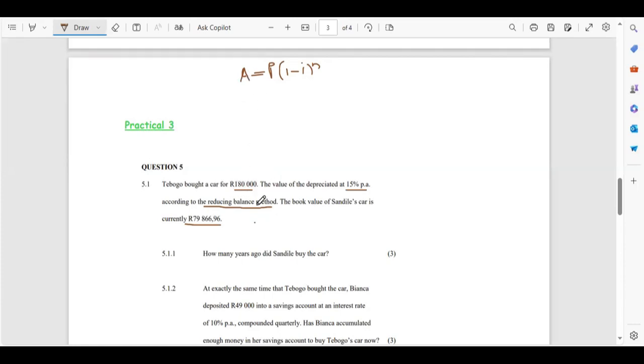And the book value of Sandile's car is currently 79,866. Before it was 79,866, it was 180,000 first, and then it went on reducing in value to 79,000. Hence, our present value would be 180,000. So it started off as 180,000, and then in the future, it reduced to 79,866. My handwriting, sorry about it. So, 0.96.